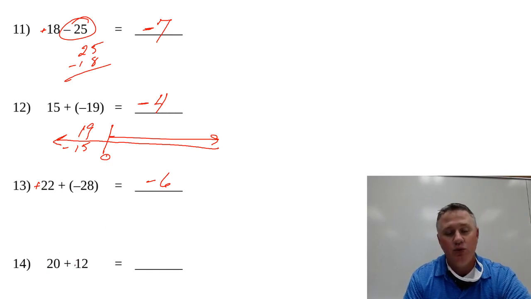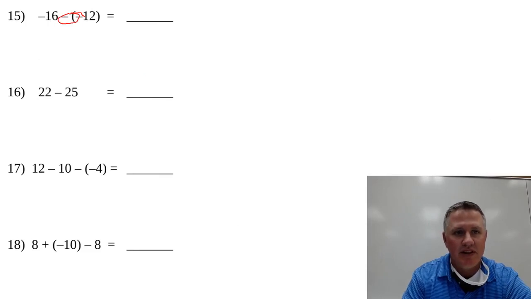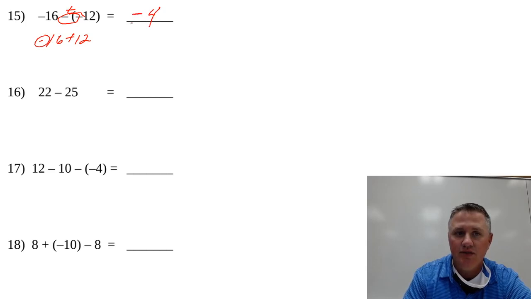All right, next one. Easy problem. 20 plus 12 is 32. Moving on. We're getting there. Okay, opposite of a negative is a positive. I write positive 12. Negative 16 plus 12. That's a difference of 4, and you have more negatives, right? So your answer is going to be negative.